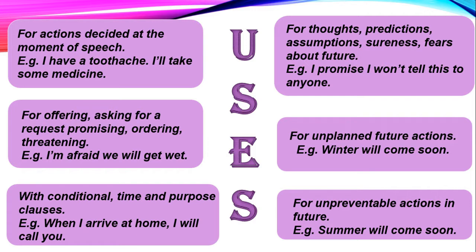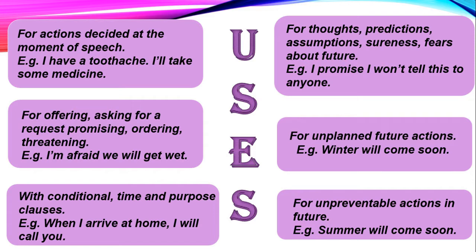We use simple future tense for offering, asking for a request, promising, ordering or threatening. For example, I'm afraid we will get wet. We use simple future tense with conditional time and purpose clauses. For example, when I arrive at home, I will call you. This is a condition. So here we are using simple future tense.